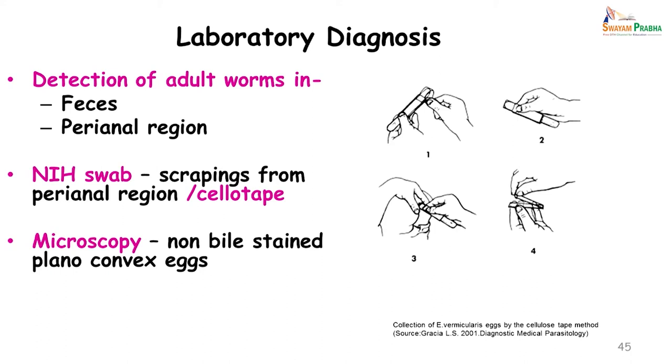You can then look at this slide under the microscope, and you will look for non-bile stained plano convex eggs, which will show the presence of larvae in many of them. If you are lucky to have picked up a female worm and stuck it onto the slide, you will be able to see the worm with the eggs within its body cavity.